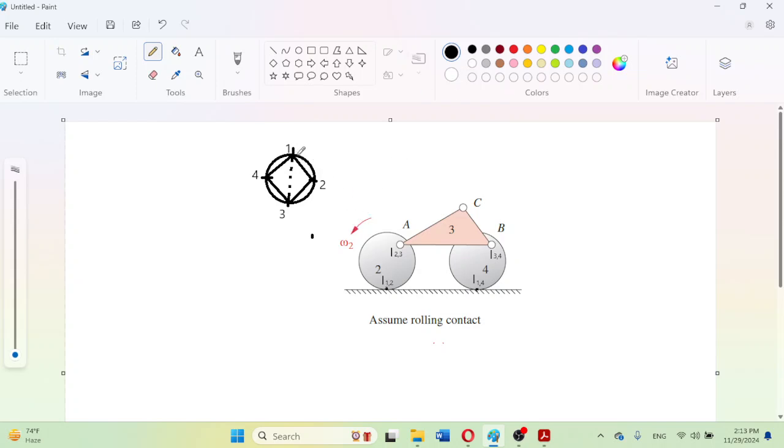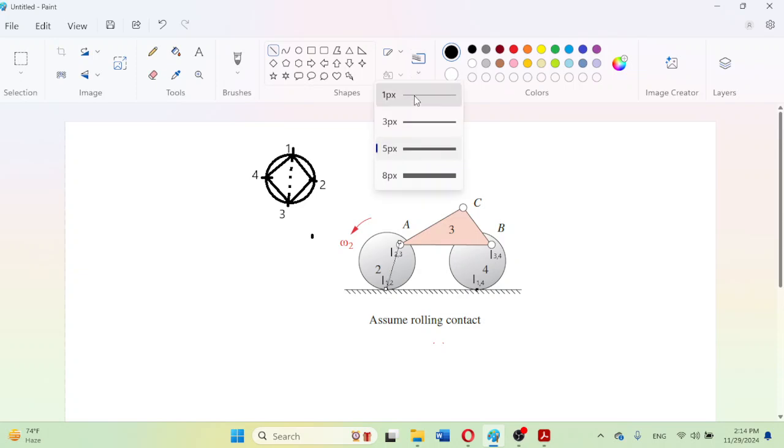So here as we can observe that instant center I1,3 will be located on a line connecting instant center I1,2 and I2,3. So that means I can just draw here a straight line connecting these two instant centers and just change the thickness of this line here like this. So the third instant center I1,3 will be located on this line.